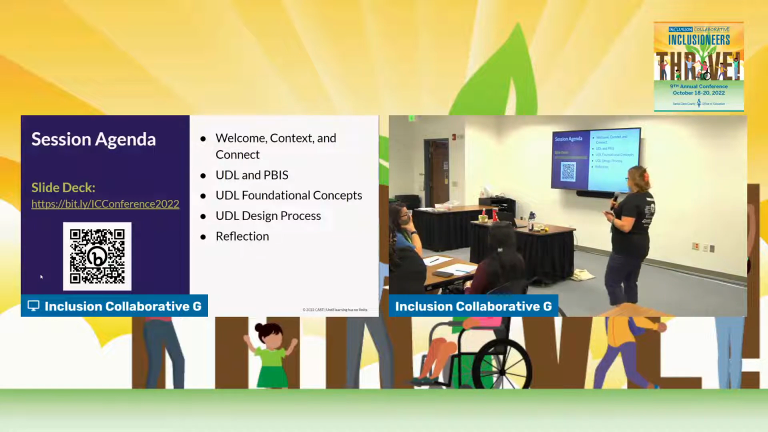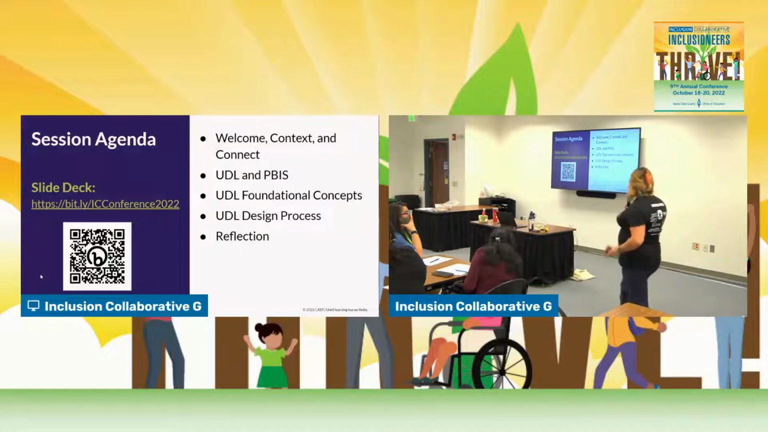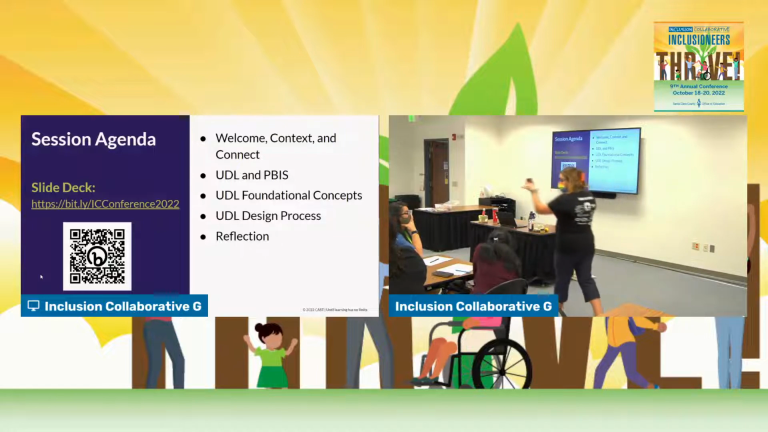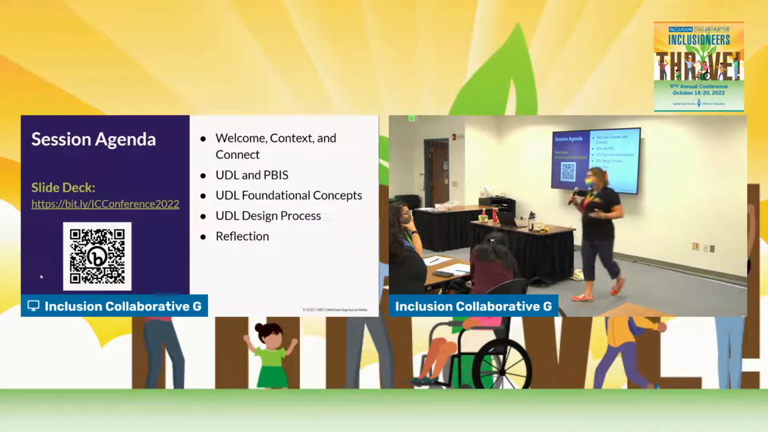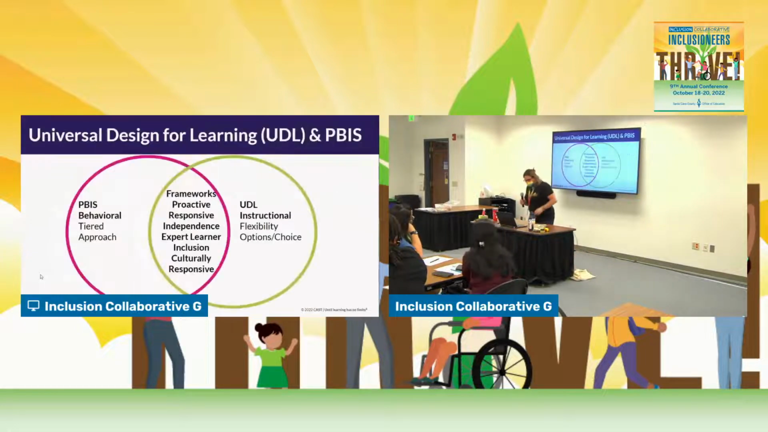And then we are going to go over some foundational concepts of universal design. Then we are going to dive into the design process itself. And of course, we reflect because that's where the actual learning occurs. And here is our fabulous Venn diagram.